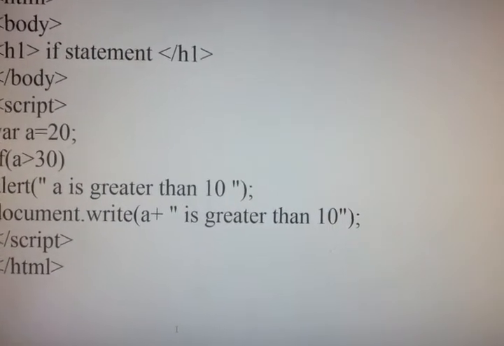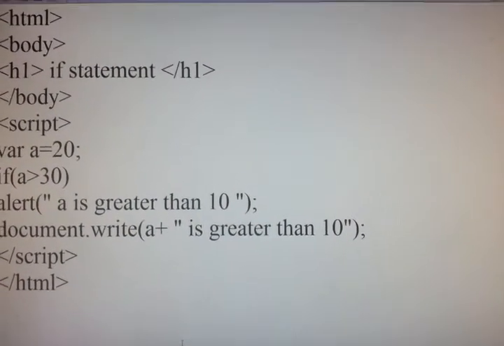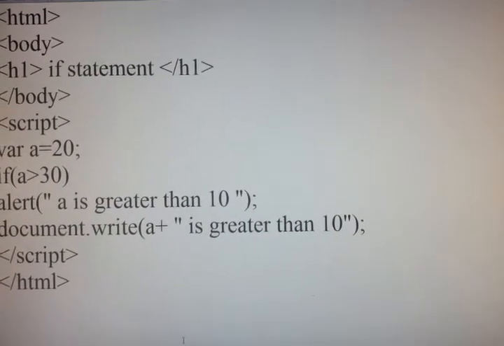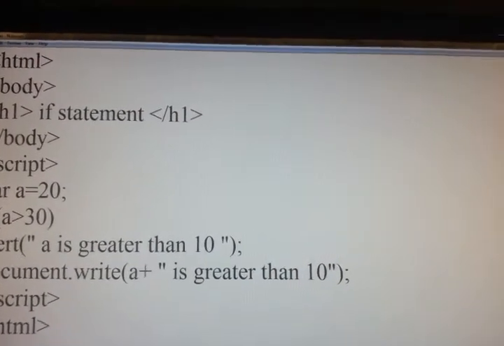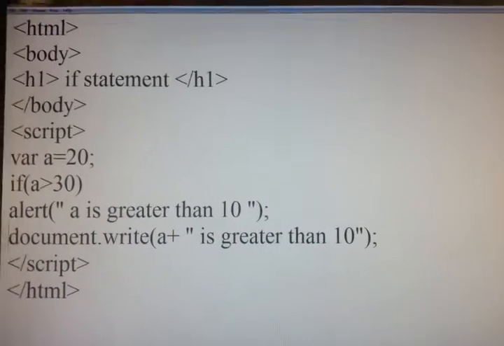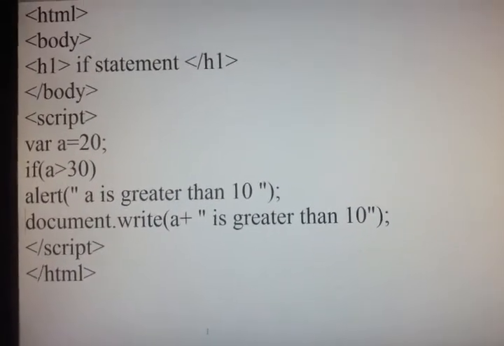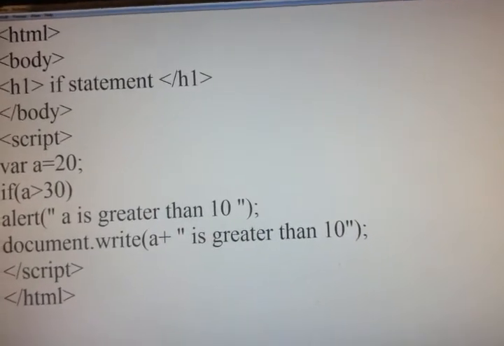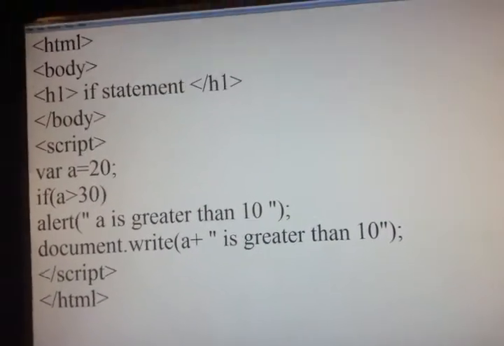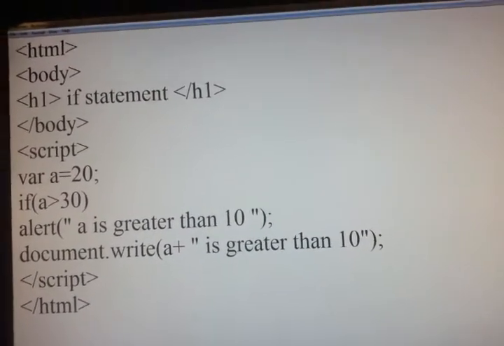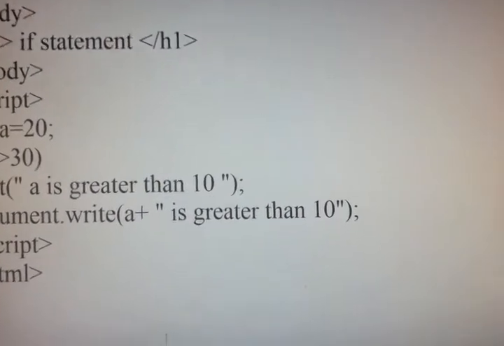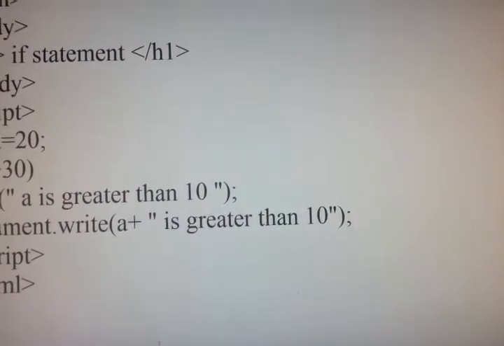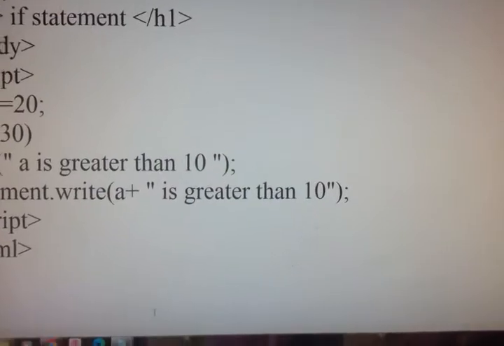A is equal to 20. If A greater than 30, the condition is failing, so it won't activate our alert statement. Directly our script is closing. That's why we are not getting any output. Right?